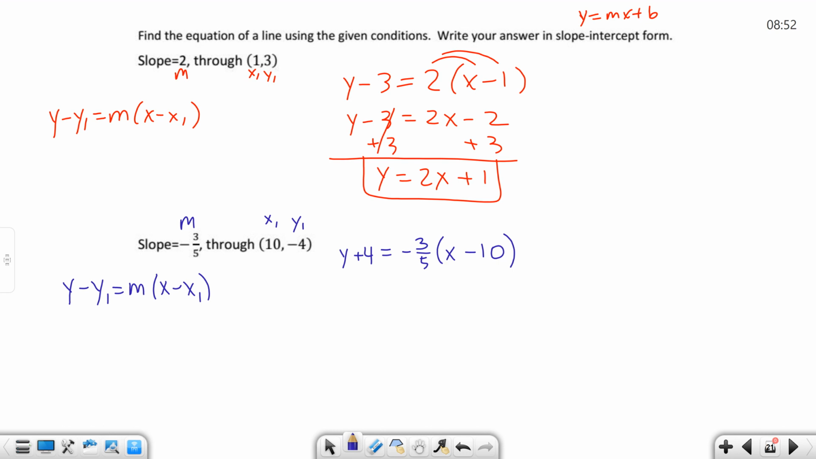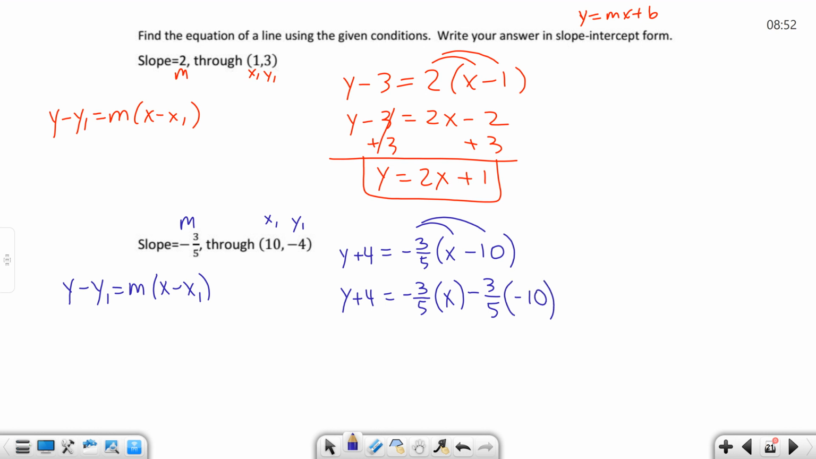Now, when I had this 2 up here that I distribute, I just went down here and wrote the answer down. I didn't do what I call showing the distribution. When I show the distribution, I'm going to distribute this, but this is how I'm going to write it. y plus 4 equals negative 3/5 times x minus 3/5 times negative 10.